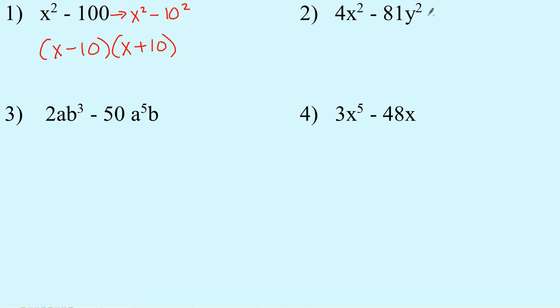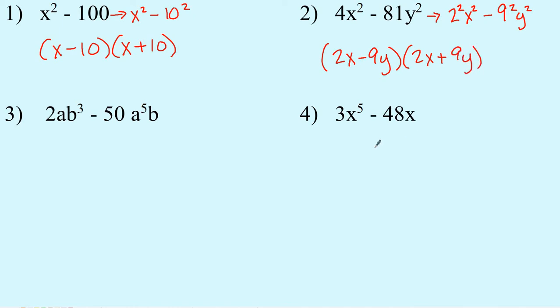All right, number 2. You can rewrite that as 2 squared x squared minus 9 squared y squared. Everything has a square on it. So the first set of parentheses is without the square. And then you write the same thing just with an addition sign. And you can double check it by FOILing.